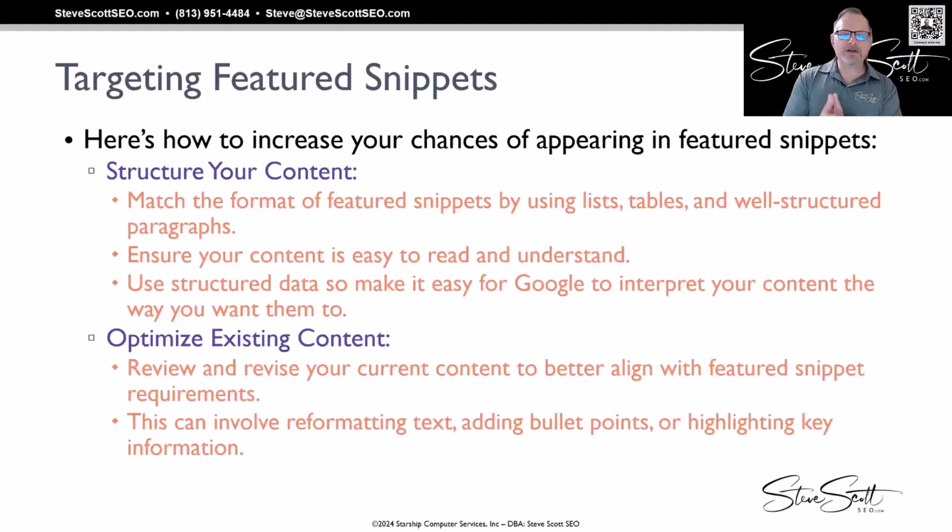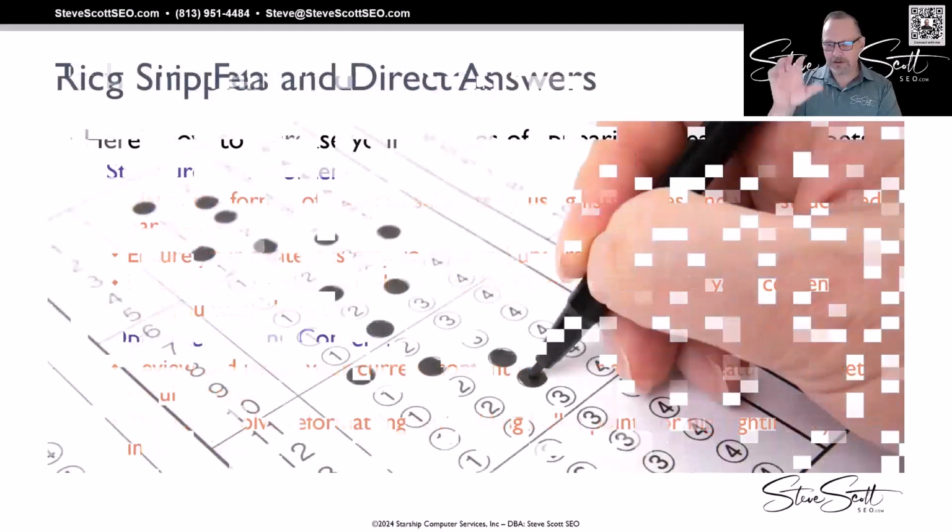You want to optimize your existing content, right? Review and revise whatever current content you may have on your website to better align with these featured snippet requirements, right? You want to get those headings, get those questions, get those queries in there. And that can involve reformatting your text. If you've just got a lot of long form, a lot of paragraphs, and you're not using bullet points, you're not using multiple headings, you're not using short paragraphs, short text, and highlighting key information, well, it could maybe be keeping you from getting those featured listings.